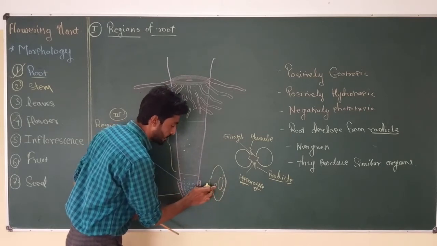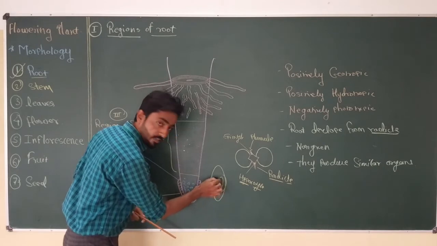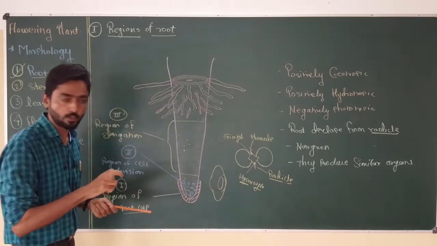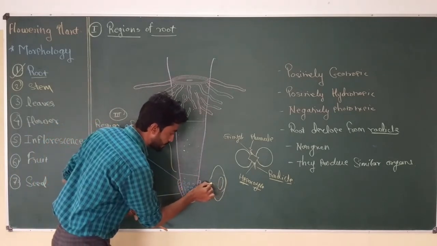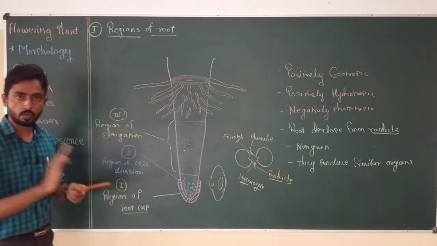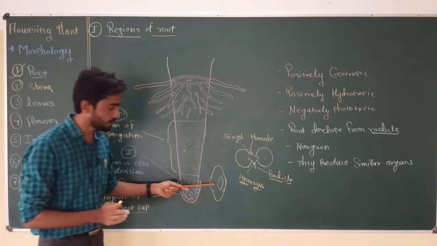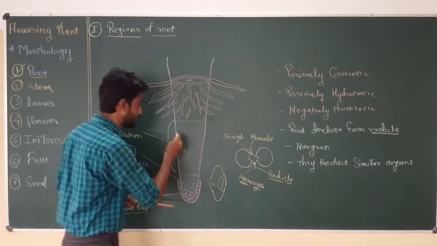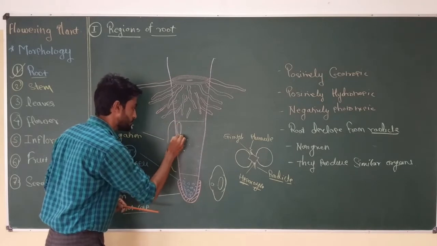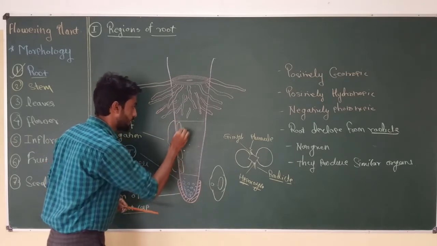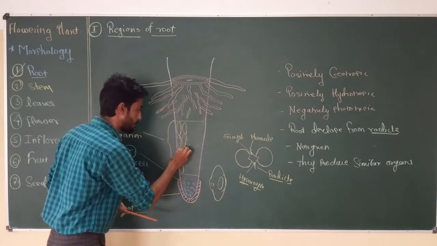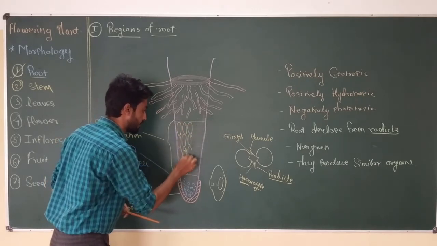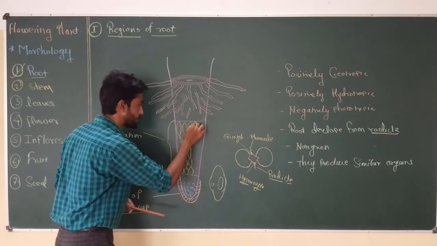Due to the increase in the length of the vacuole, the nucleus of the cell shifts to the corner. So this is the characteristic feature of the plant cell, and due to the increase in cell length in this region, root length also increases. So the third region is called the region of cell elongation.